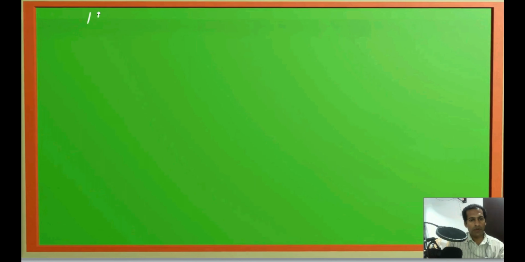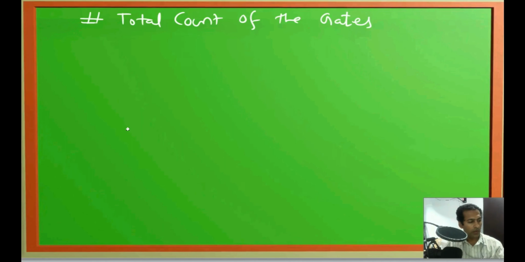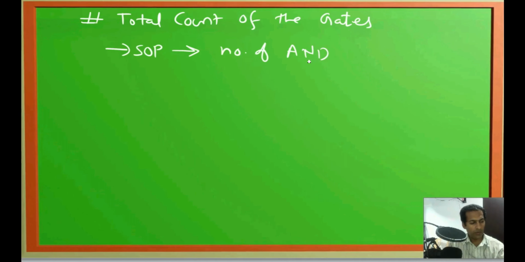Suppose we want to find out the total count of the gate inputs. If our expression is in SOP form, then we count the number of AND gates, the number of AND inputs, and the number of AND gates feeding the OR gates.